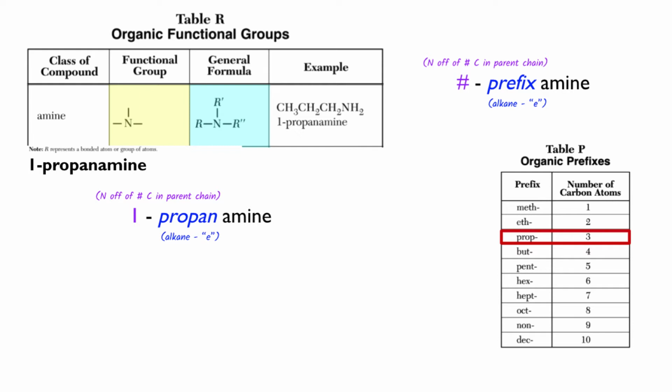So if I was going to visualize what this structure would look like, there's 3 carbons there. This would be 1-propanamine, because if I am looking at my carbons and I am numbering them so that the carbon that the nitrogen is coming off of is the lowest number, I should be numbering them from right to left. So 1, 2, 3, like that.